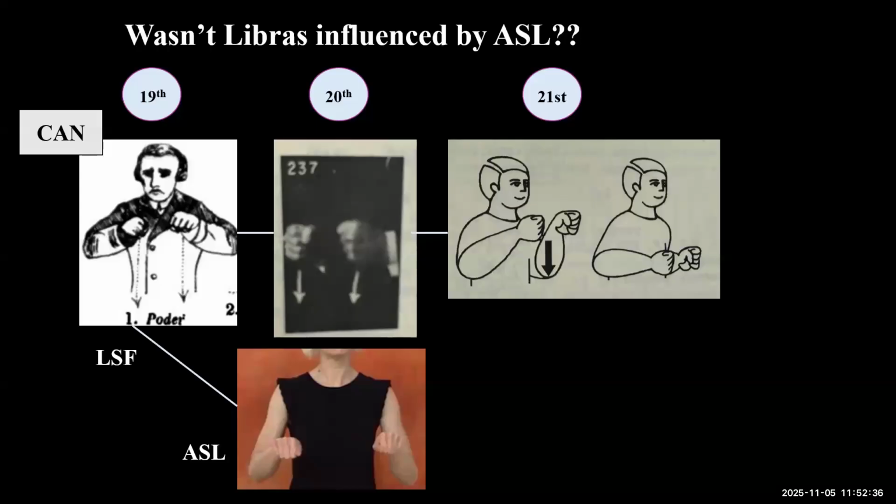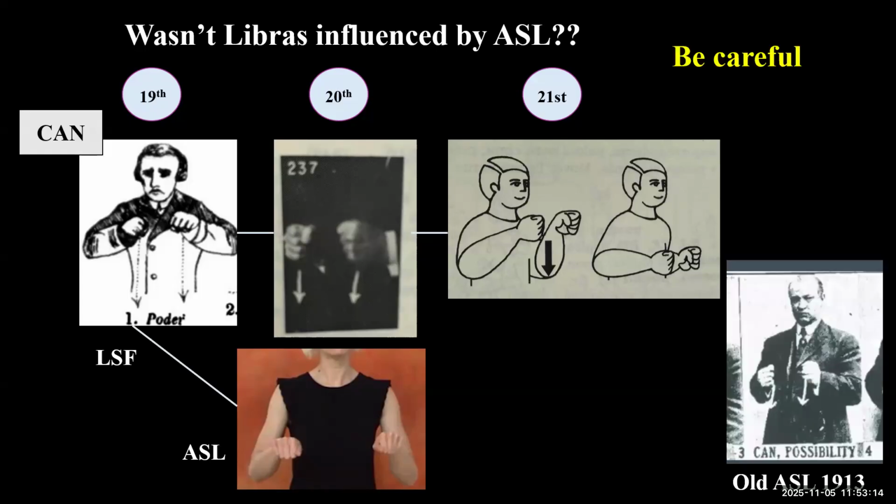So again, thinking about why Libras wasn't influenced by ASL. We see this sign here for can, which is an LSF sign. We see this from the 19th century. This sign has been considered the LSF sign for many years, but we see this sign here in Libras produced in a very different way. So that first sign from LSF also can be used in ASL, but we see the sign that's used in Libras has been the same for many, many years.